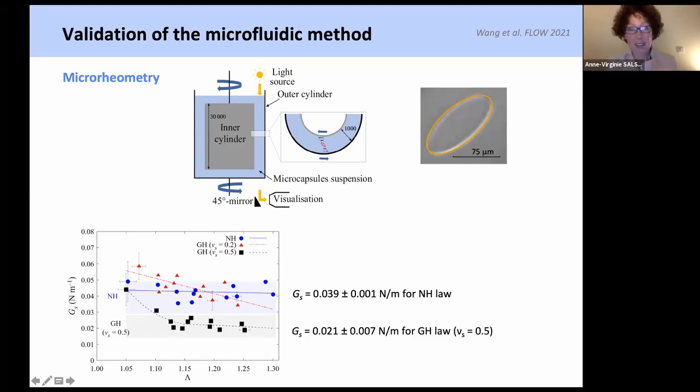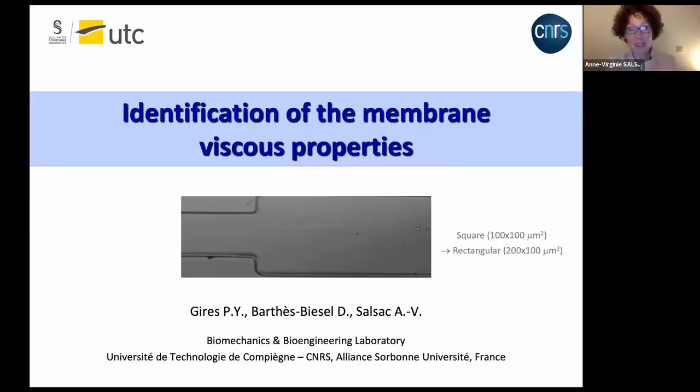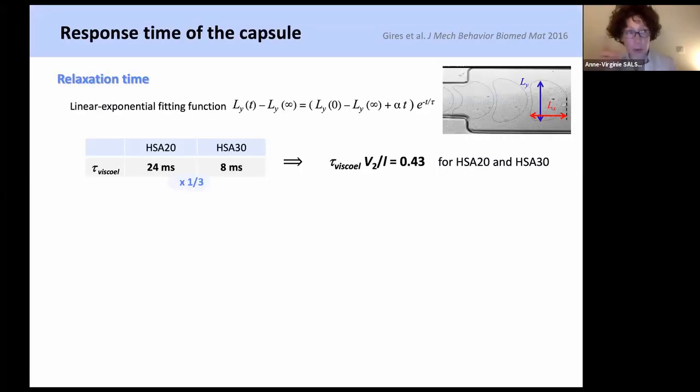To get the viscous properties, the only way is to do a relaxation. You need a transient motion to be able to identify the viscosity. So we did experiments. I can show you the movie again. We did the microfluidic experiment, where this channel is 100 microns in thickness, and here it goes into a 200 micron microchannel. We see that the capsule is first highly deformed, then it bulges out when it sees the larger flow environment, and then it relaxes back to the new solution where it is subjected to the new velocity. The flow rate is the same, but the velocity is decreased by 2.